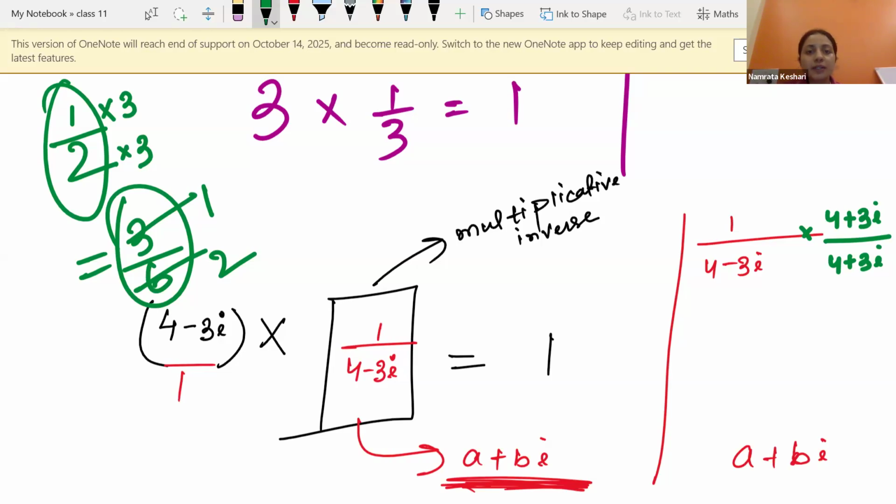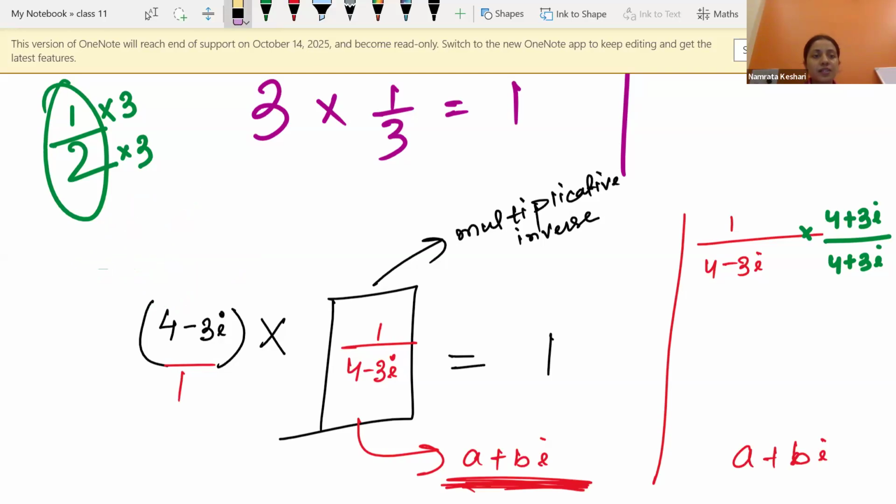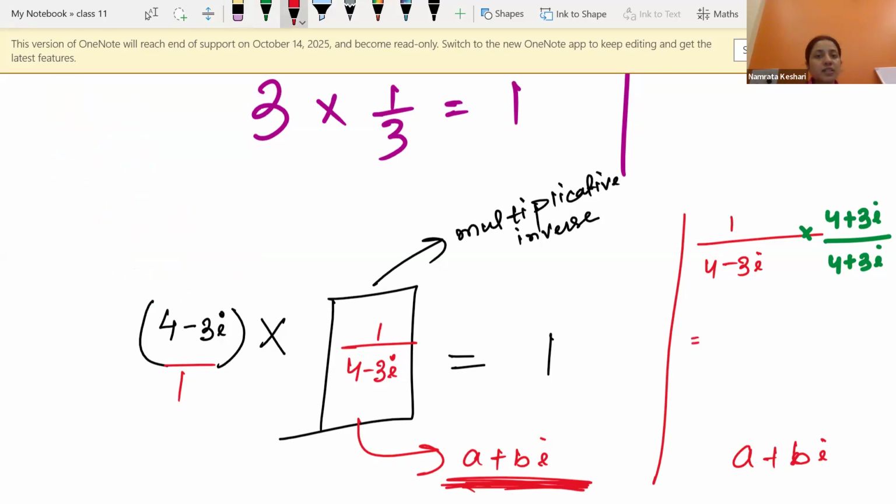So here when we multiply 4 plus 3i in the numerator and 4 plus 3i in the denominator, the next step will look completely different, but actually we are not disturbing our fraction. Making sense? Are you understanding? When we multiply, our numerator will be 4 plus 3i. And what about the denominator? Again x plus y, x minus y: the formula will be x square minus y square.